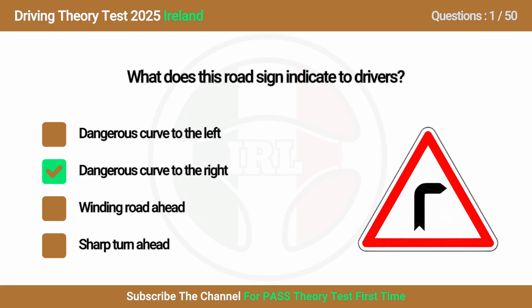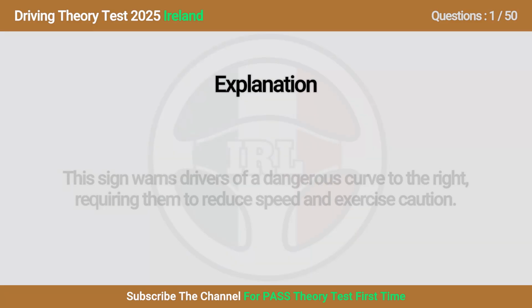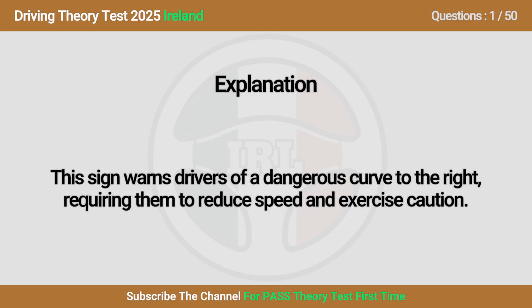Answer is B. Dangerous curve to the right. This sign warns drivers of a dangerous curve to the right, requiring them to reduce speed and exercise caution.